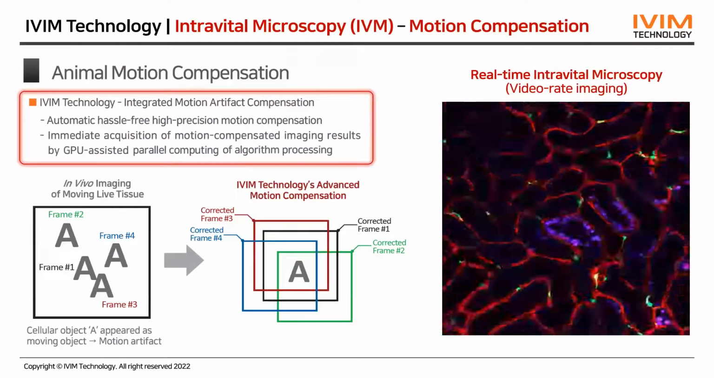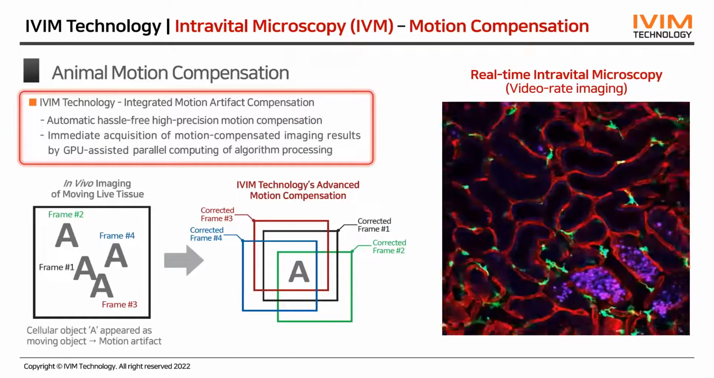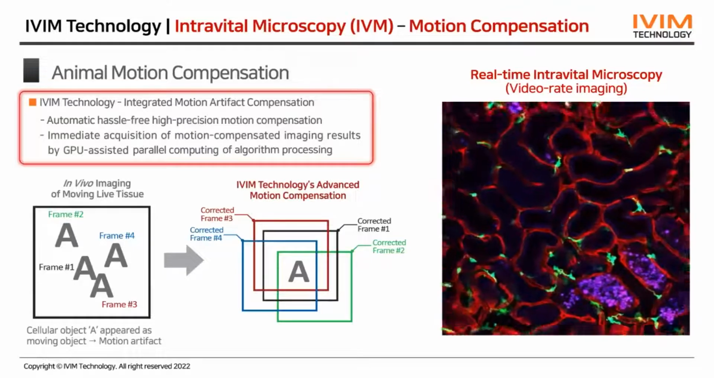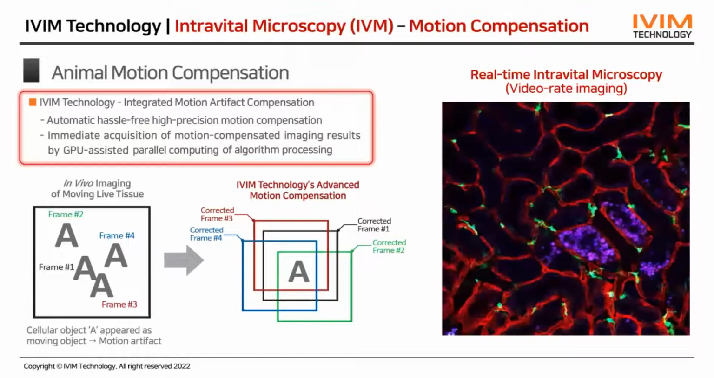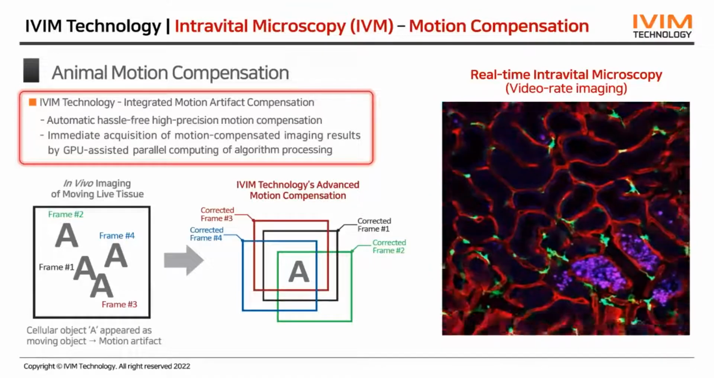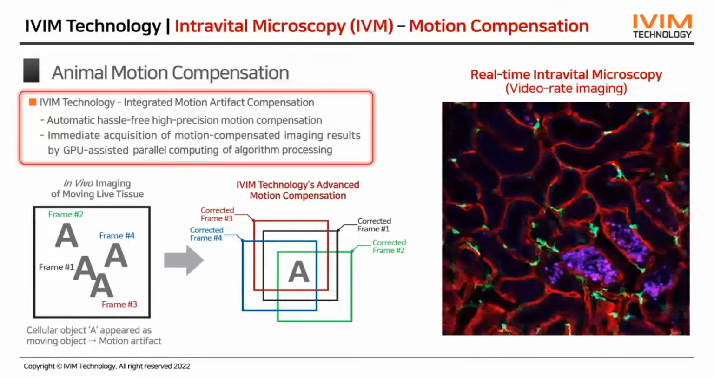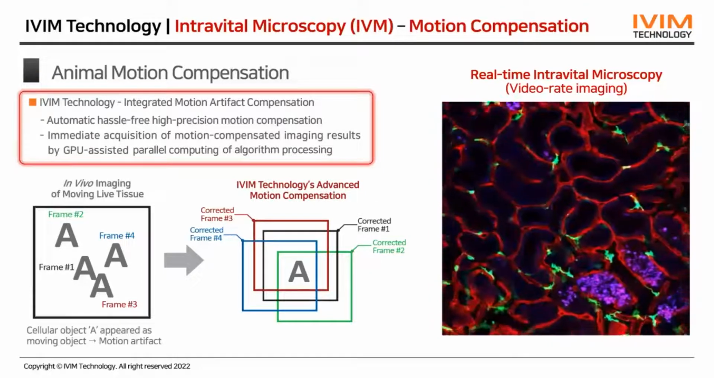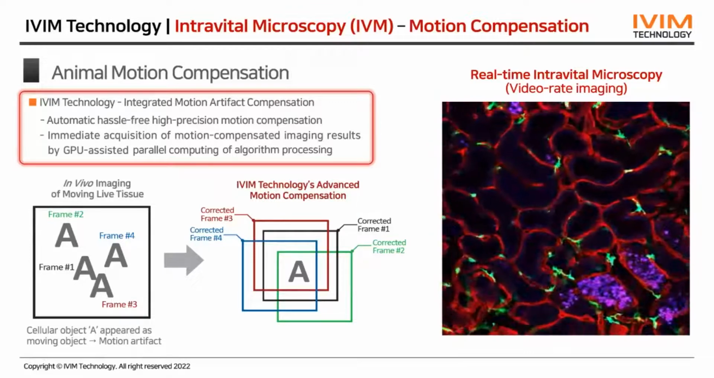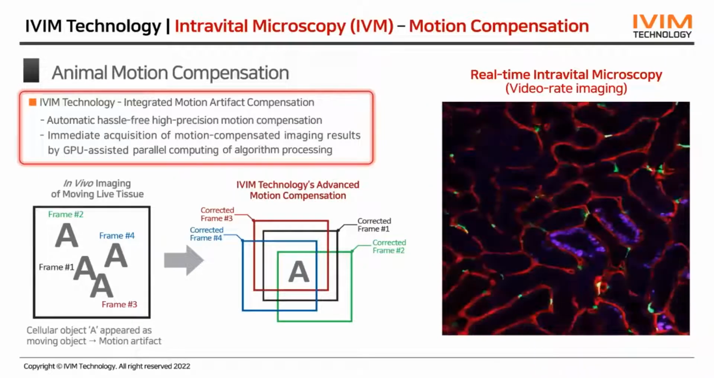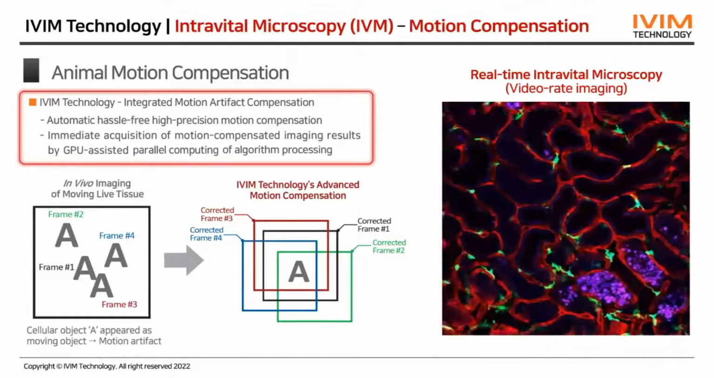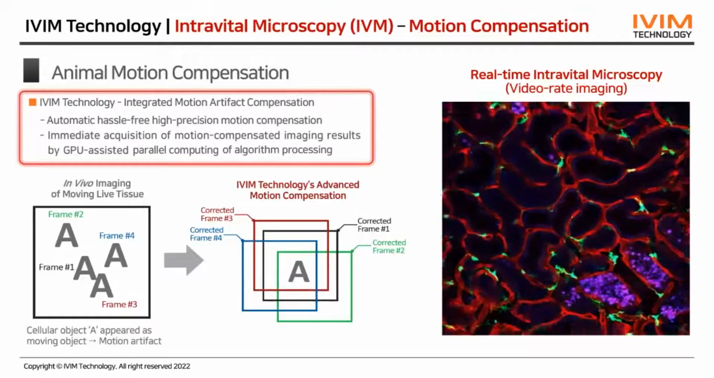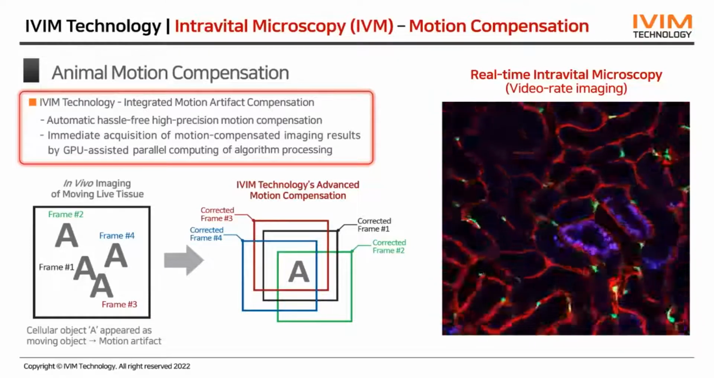In addition to ultra-fast imaging, IVIM's intravital microscopy system is fully integrated with an animal motion compensation function, which compensates the motion artifact of live animal models. It enables automatic, hassle-free, high-precision motion compensation imaging by facilitating frame-by-frame motion compensation. With GPU-assisted algorithm processing, we guarantee clear imaging results of various tissues. It has a synergetic effect together with the ultra-fast scanning frame rate.